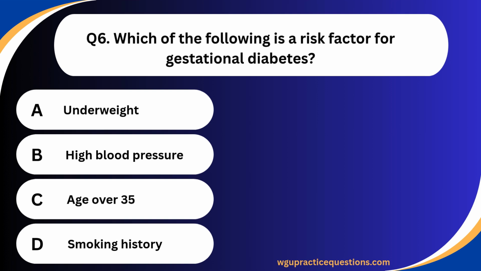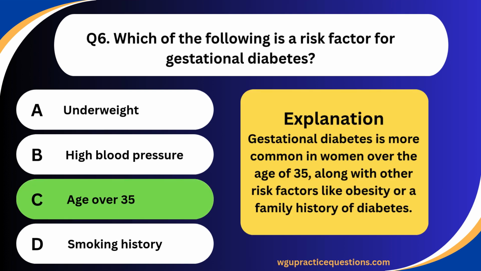The correct answer is C. Age over 35. Explanation. Gestational diabetes is more common in women over the age of 35, along with other risk factors like obesity or a family history of diabetes.